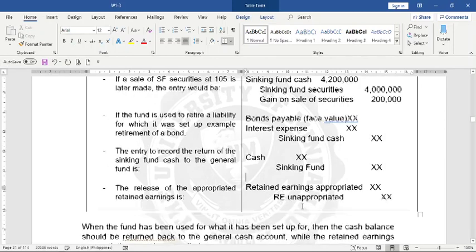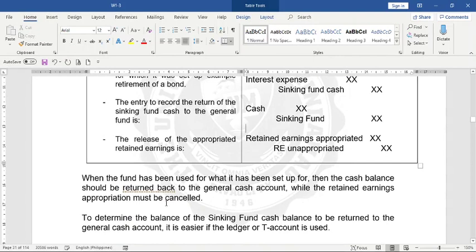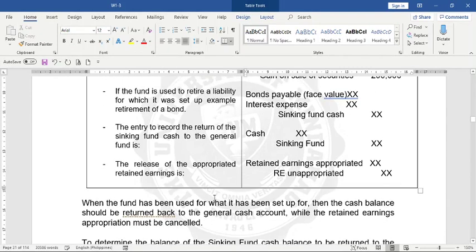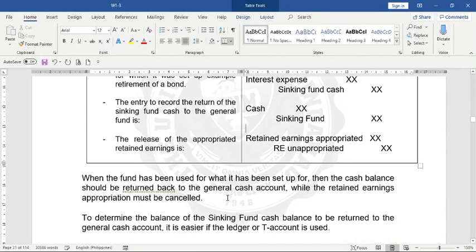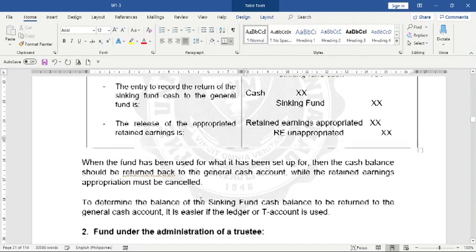And then, i-release ang appropriation. Wala na yan. Okay? When the fund has been used for what it has been set up for, then the cash balance should be returned back to the general cash account. Kasi yung purpose ng sinking fund, para meron siyang specific purpose. So, kung merong sobra, bigay sa cash balance. Kung walang sobra yan, of course, dagdagan mo pa yung sinking fund mo. No choice ka, you transfer again from your general cash to the sinking fund. So, ibalik sa general cash, and then ang retained earnings appropriation must be canceled.